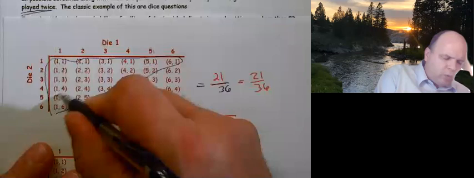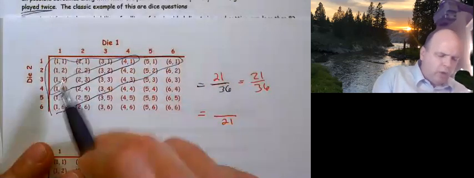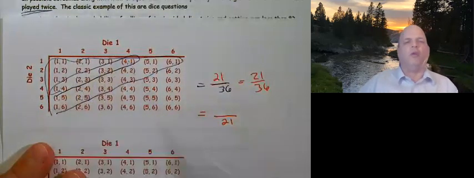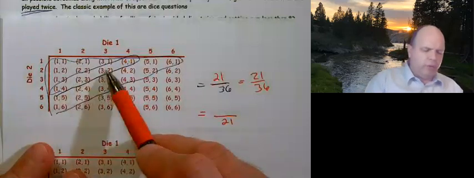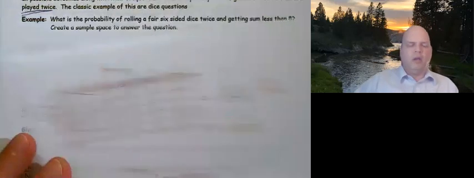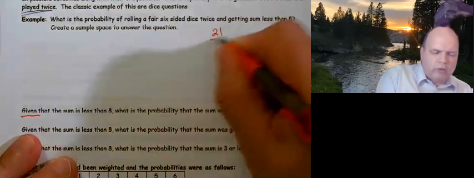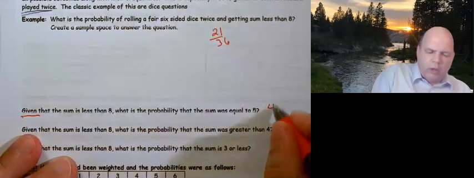Well, this would be this row right here, or this set, because 1 plus 4, 2 plus 3, 3 plus 2, 4 plus 1, all of those sum up to 5. And there's 1, 2, 3, 4 of those. So my answer is 4 over 21. And by the way, I guess I should write this here, 21 out of 36. And now we have 4 over 21.